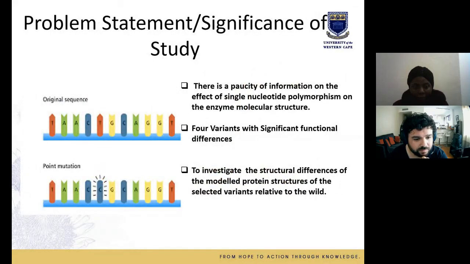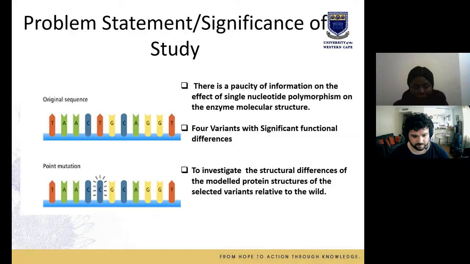Problem statement and significance of the study. While several studies have shown the effect of genetic polymorphism on the functional catalytic activity of CYP3A4, there is a paucity of information on the effect of single nucleotide polymorphism on the enzyme molecular structure. In this research, 4 CYP3A4 allelic variants were selected based on the report of single nucleotide polymorphism on the functional assessment of CYP3A4 allelic variants in lidocaine metabolism. 22 allelic variants were subjected to the in vitro study. However, the 4 chosen variants are those that show significant difference in the clearance of lidocaine relative to the wild type.